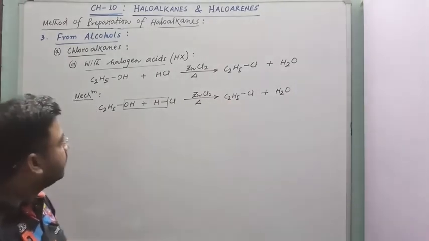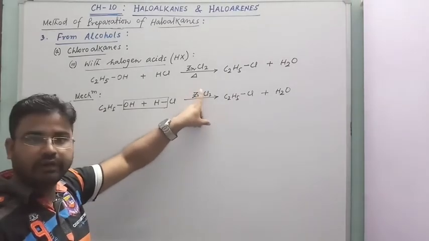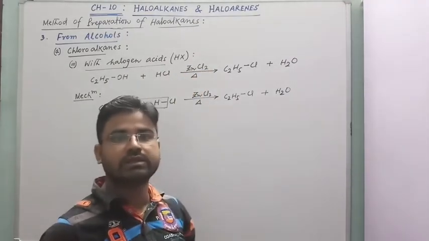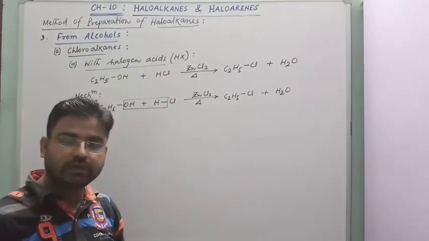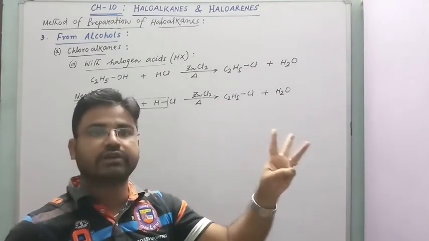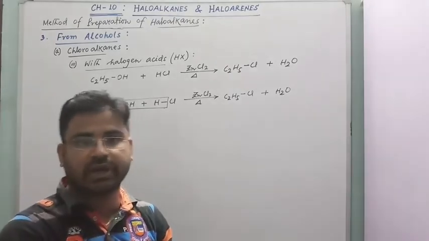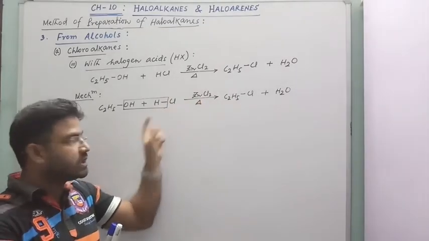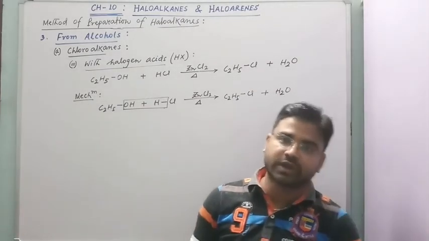Now you should remember, this is a very important point: a mixture of zinc chloride, ZnCl2, and concentrated HCl is known as Lucas reagent. Lucas reagent is used to distinguish between primary, secondary and tertiary alcohols. So what is Lucas reagent? A mixture of zinc chloride and concentrated HCl, used to distinguish between primary, secondary and tertiary alcohols.